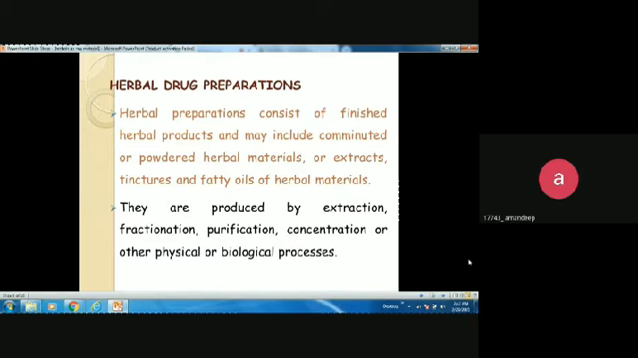Herbal drug preparations. Herbal preparations consist of finished herbal products and may include comminuted or powdered herbal materials or extracts, tinctures, and fatty oils of herbal materials. They are produced by extraction, fractionation, purification, concentration, or other physical or biological processes.